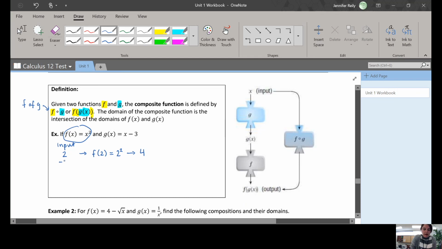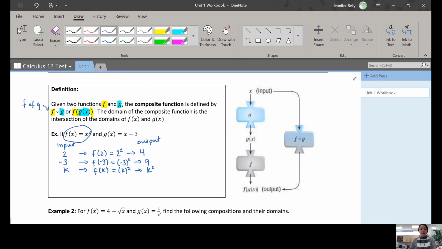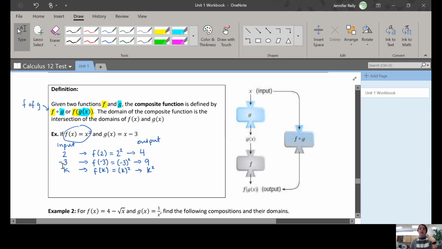You could put in another number like -3. You put -3 inside, so you square -3 and you get 9. So for every input, you get an output. You can even put in a variable, like a letter. You could input, for example, k. F of k would be k squared. You don't get a numerical value out, you just get an expression. So for that one, it would be k squared.